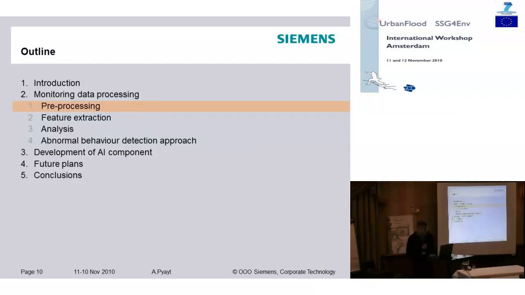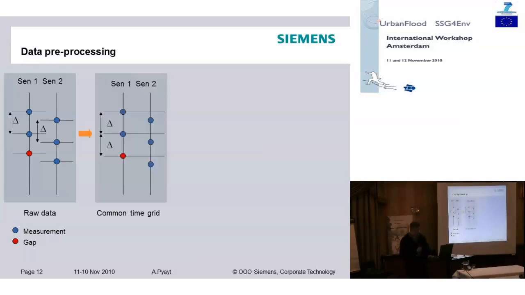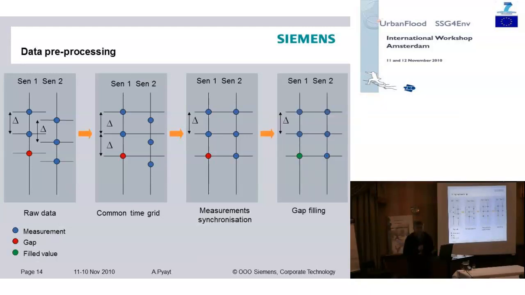Let's start with preprocessing. It is a common situation when measurements from different sensors are not synchronized. They have different sample frequency. There are gaps. What to do? At first, we can create a common time grid and align measurements with it. After that, we can fill the gaps. As a result, we will have a stable stream of measurements, and we can characterize state of the object at each timestamp.